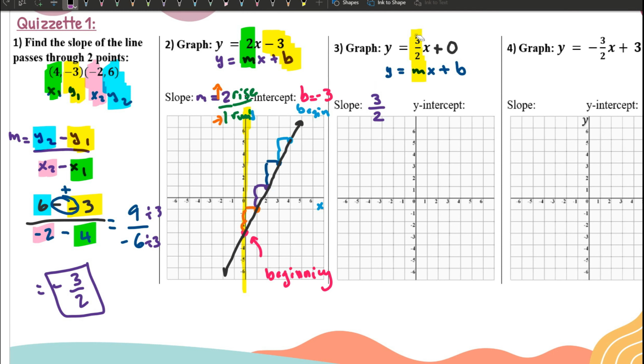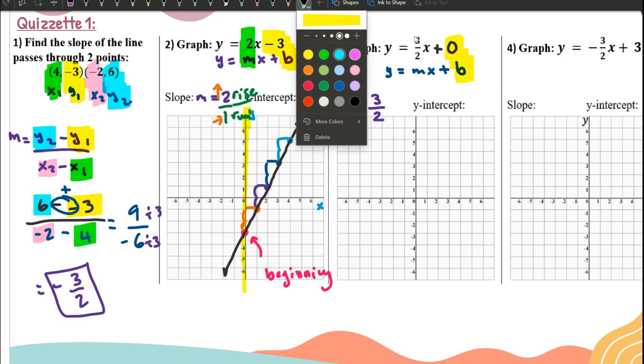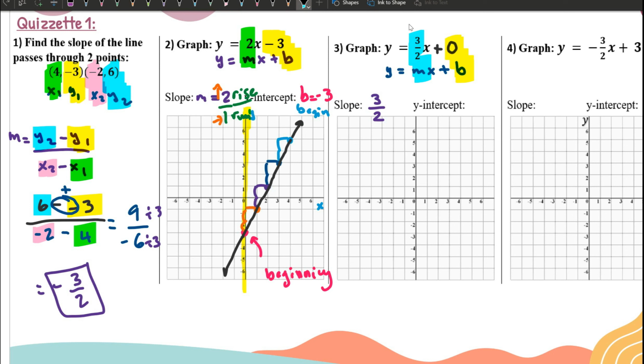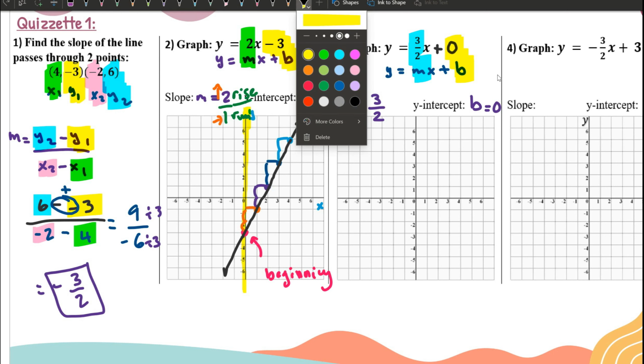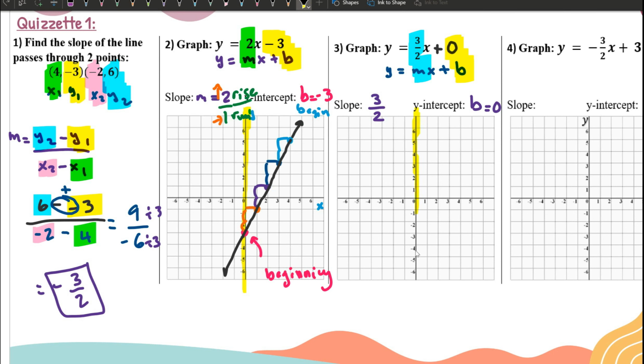Sorry, I just realized that I used the yellow highlighter for the b, so I'm going to use the same yellow highlighter for b. Okay, and m is 3 over 2. b equal to 0. As I told you earlier, b is the y-intercept, which is on the y-axis, this line. So b is 0, so it's going to be right here. Your y-intercept, or b, is always on this vertical line.